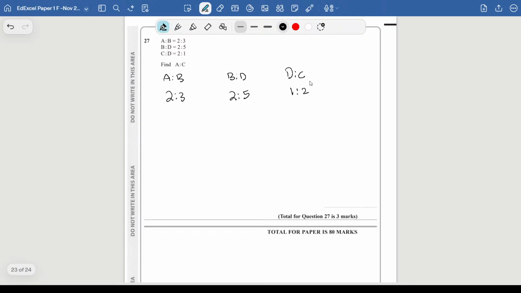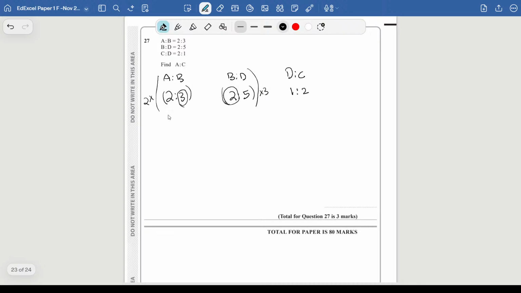So to find A to C, first we need to combine all these ratios here. So starting with the first two ratios, how can I combine them? A to B is 2:3 and B to D is 2:5. So to combine these two, I need to get a common term for B. There is a 3 and there is a 2 here. So if I times this ratio by 2 and this ratio by 3, then I get a common term here.